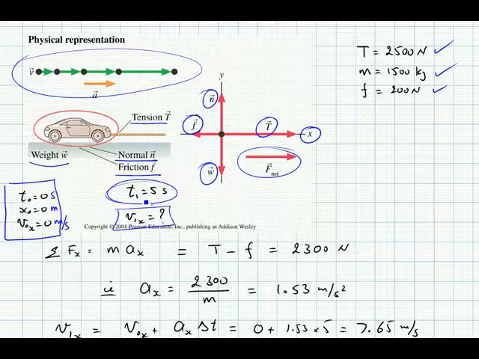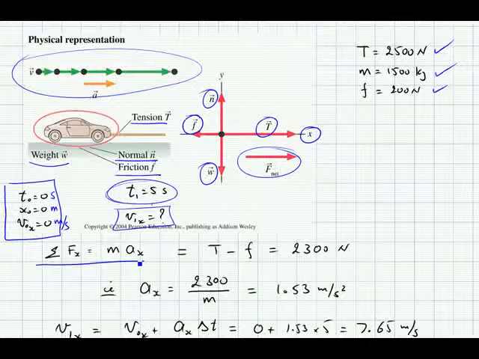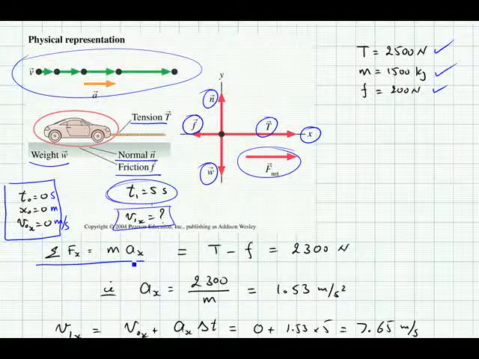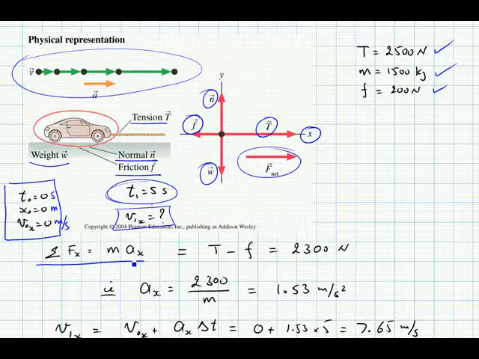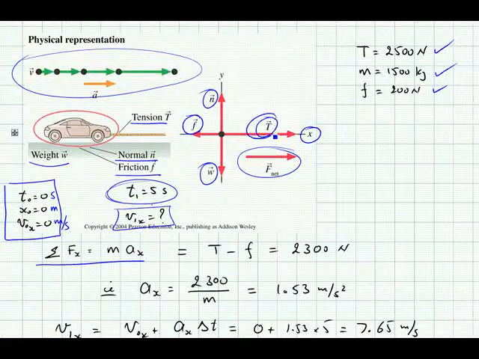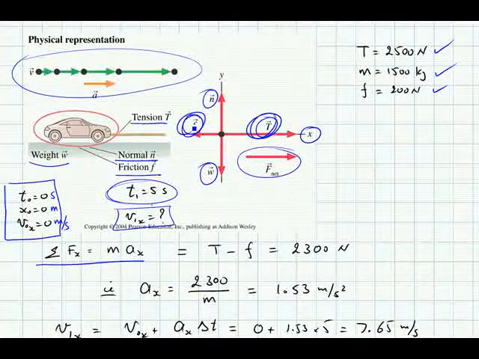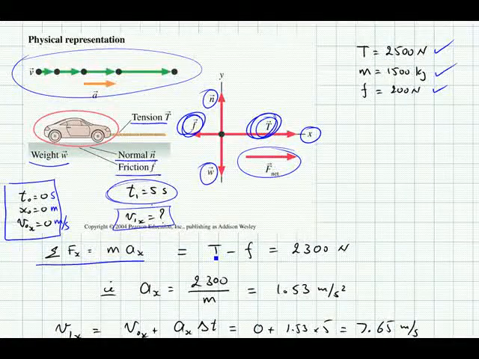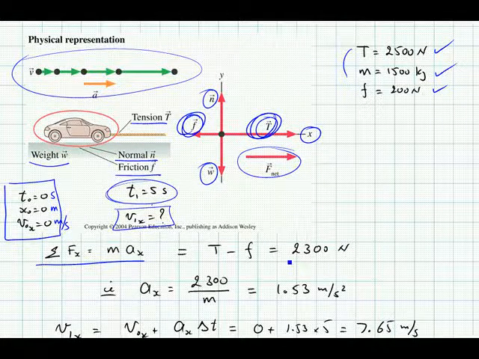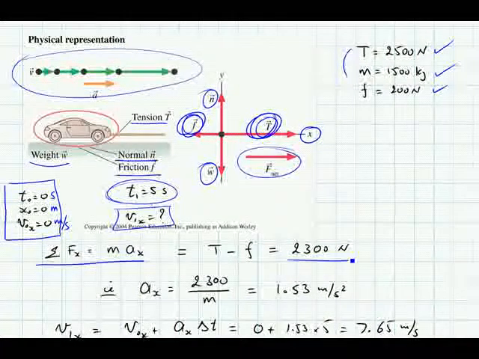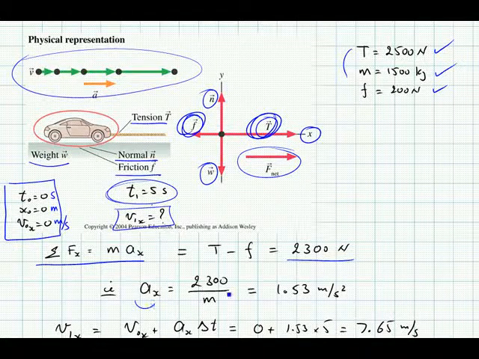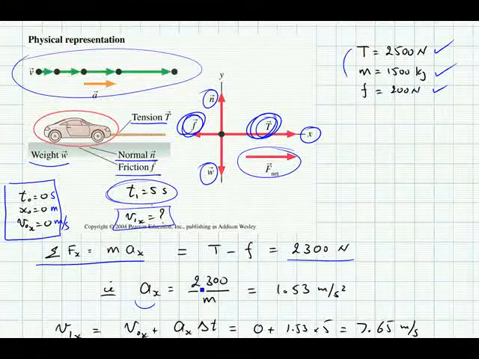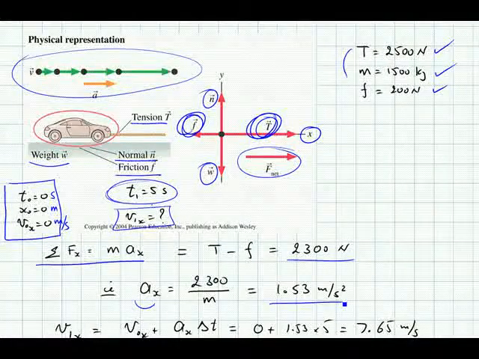Well, from our free body diagram, we apply Newton's second law, which says that the sum of the forces along the x direction equals mass times acceleration along the x direction. What is the sum of the forces along the x direction? Well, we only have two forces along the x direction: there's tension and there's friction force. So T, positive T, because it's pointing towards the positive of the axis, minus F. And based on the numeric values given here, that is equal to 2300 newtons. Therefore, our acceleration is 2300 newtons divided by the mass of the car, which gives us 1.53 meters per second squared.